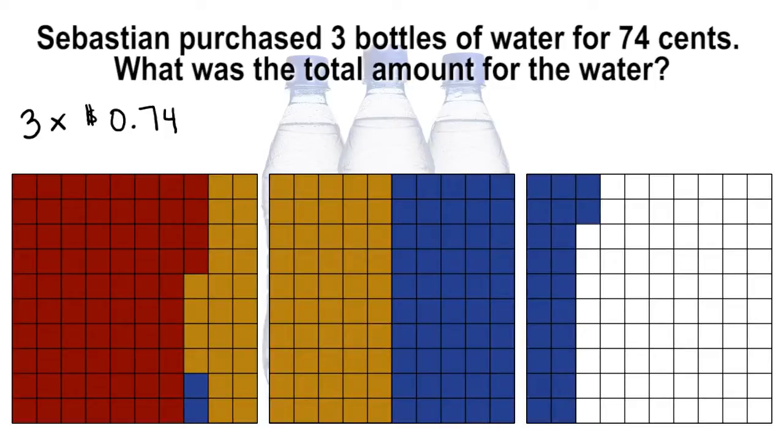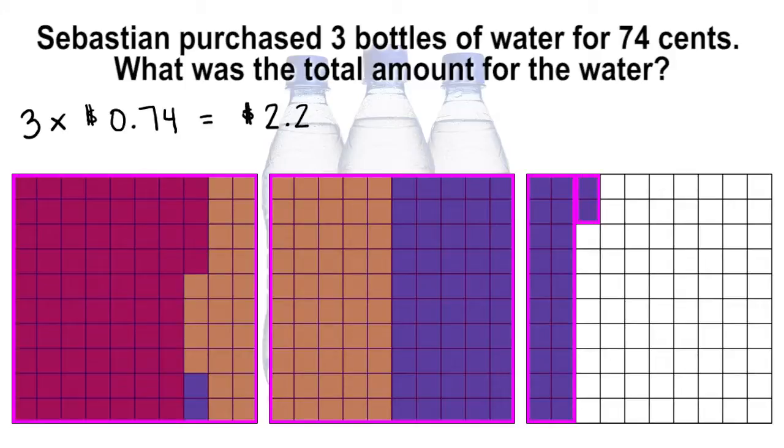Notice that when the groups are connected together, the answer is easier to see. It is clear to see that there are 2 whole hundredths grids, 2 columns, and 2 hundredths. Sebastian spent $2.22, or hundredths, for the water.